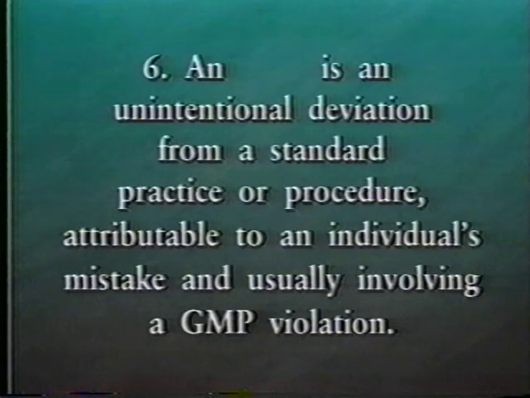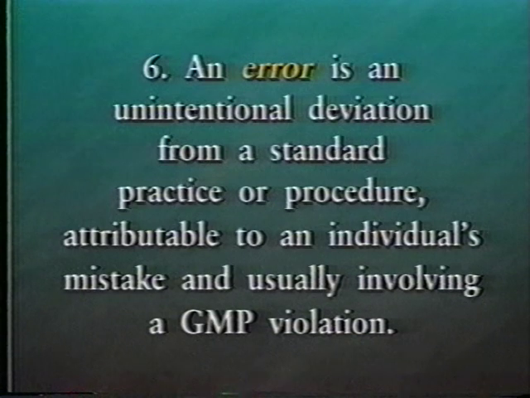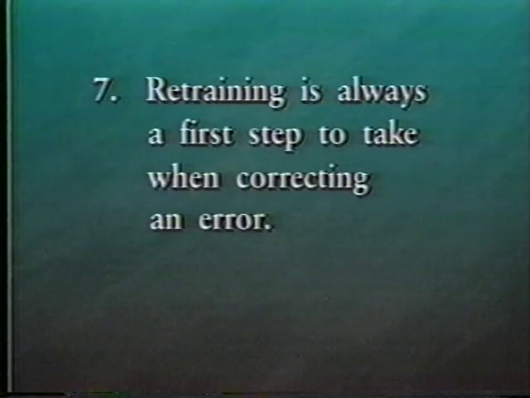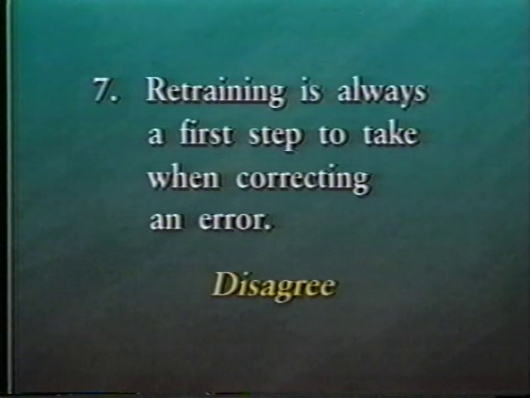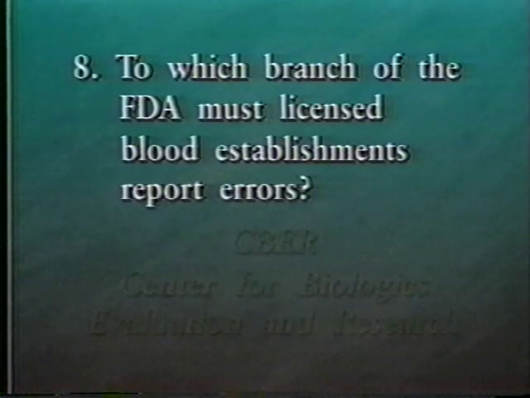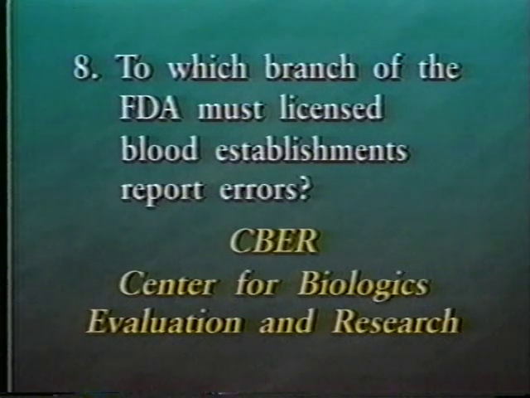Question number 6. An error is an unintentional deviation from a standard practice or procedure attributable to an individual's mistake and usually involving a GMP violation. Question number 7. Retraining is always a first step to take when correcting an error. The answer is disagree. Question number 8. To which branch of the FDA must licensed blood establishments report errors? The answer is Center for Biologics Evaluation and Research, or CBER.